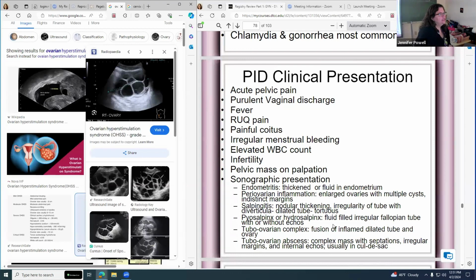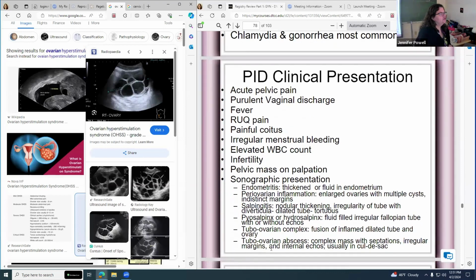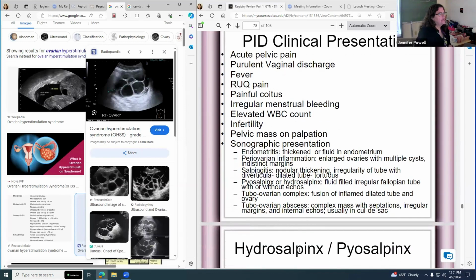Pyosalpinx or hydrosalpinx, fluid-filled irregular fallopian tube with or without echoes. Echoes would indicate pus. Tubo-ovarian complex is the fusion of inflamed dilated tube and ovary. And then worst, most advanced, is tubo-ovarian abscess, which is a complex mass with septations, irregular margins, and internal echoes, usually in the cul-de-sac.